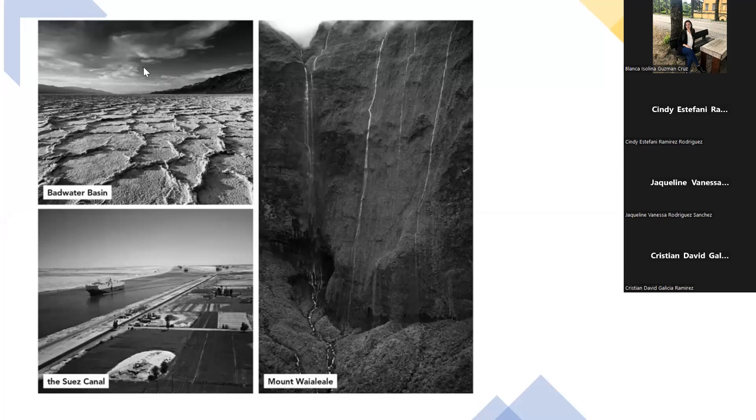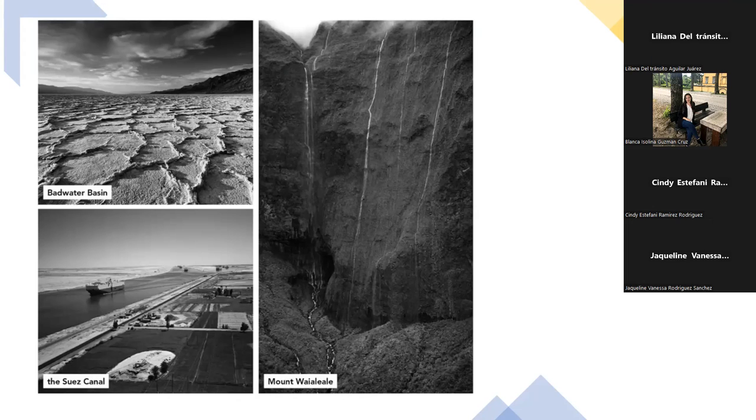The second picture, the Suez Canal, is a beach. That's correct. It's like a port. Yes. So if you see here we have a canal, right? Canal, yes. We have the Panama Canal as well. Okay? Yes. Very good. And the last picture is the mountain with the little river.